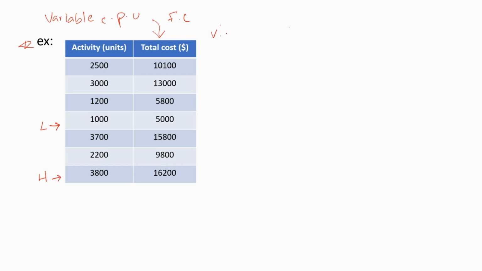So the variable cost per unit is equal to total cost of the highest activity level, which is this 16,200, minus the total cost of the lowest activity level, which is this 5,000, divided by the highest activity level, which is 3,800, minus the lowest activity level, which is 1000. This is equal to the variable cost per unit, which is $4. This is the variable cost per unit.